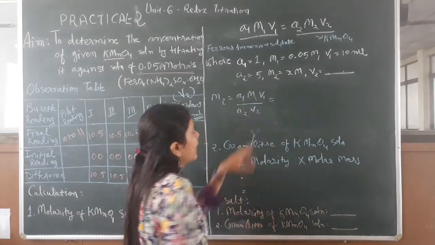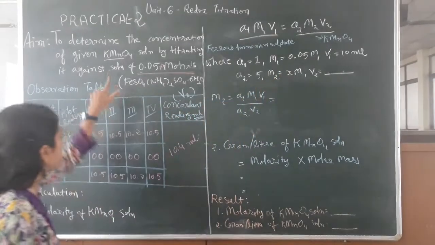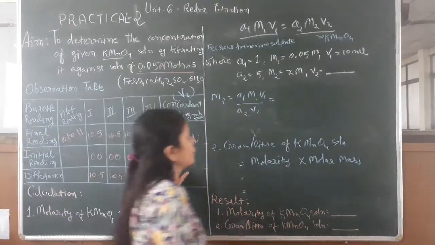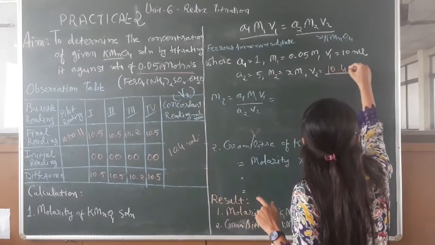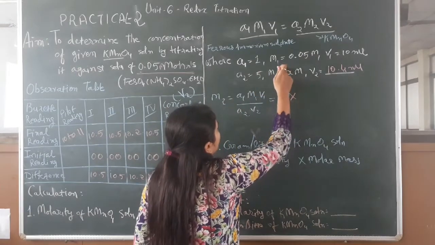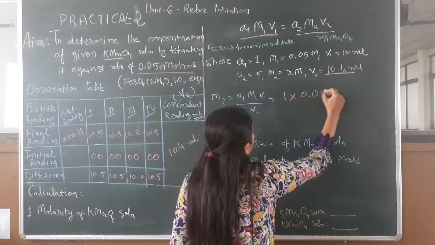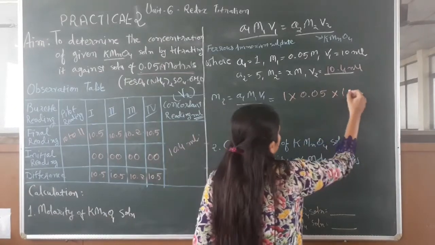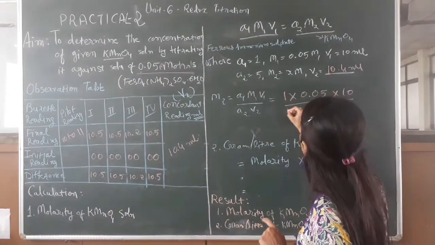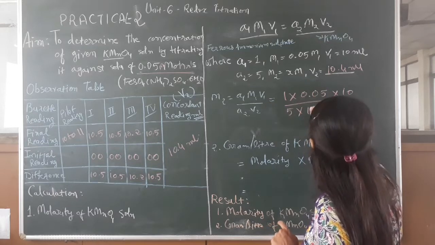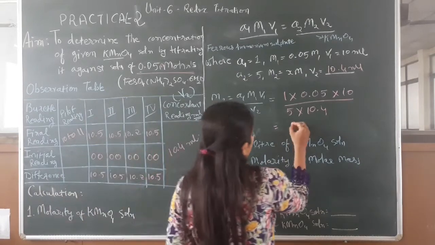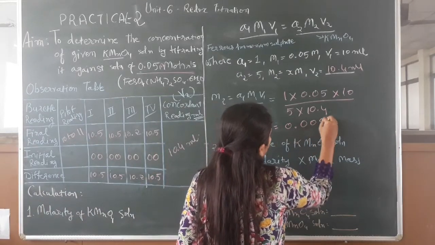A2 is equal to 5, M2 is equal to X molar, again because we have to find out the molarity of KMnO4. V2 is equal to 10.4, so we write 10.4 ml. Then calculate. A1 is equal to 1, M1 is equal to 0.05, V1 is equal to 10, A2 is equal to 5, V2 is equal to 10.4. Then calculate. The last answer is 0.0096 molar.